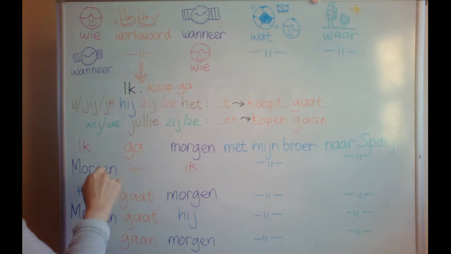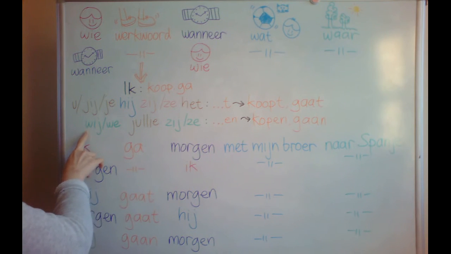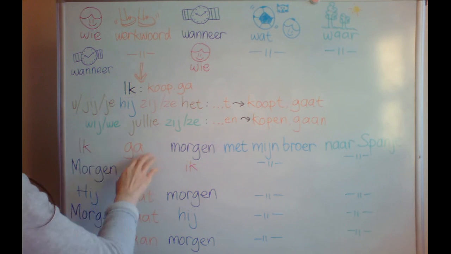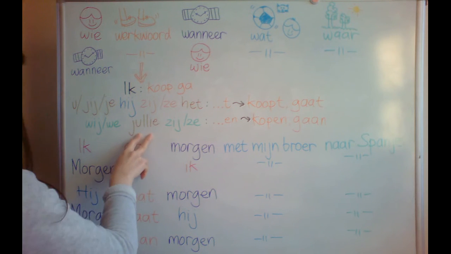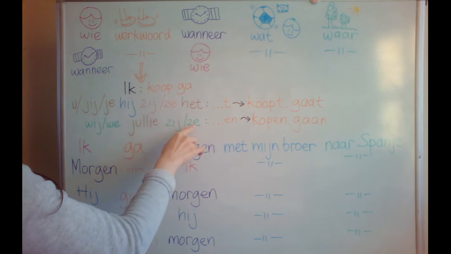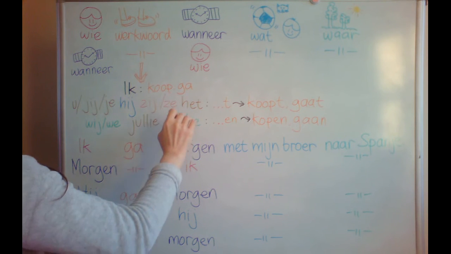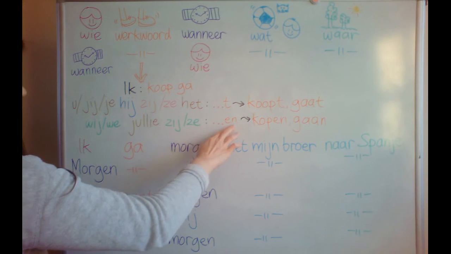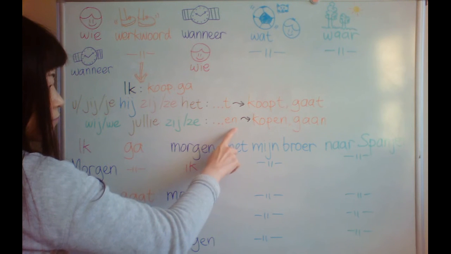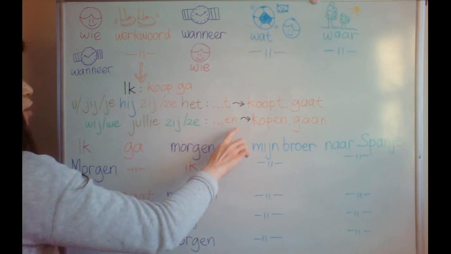For person or subject or things or animal that consists more than one, like wij or we, this is we, jullie, you guys, zij or ze, zij or ze here is for they. The werkwoord at the end have en or n.